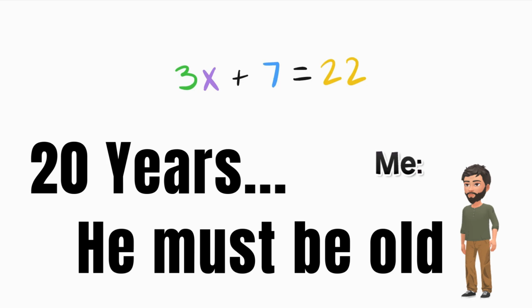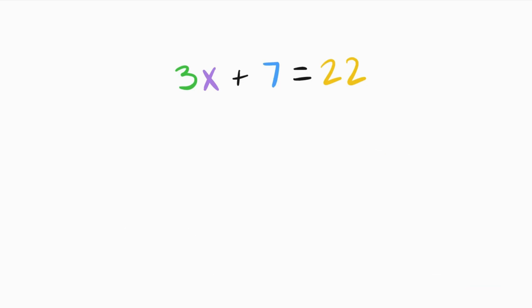So let's jump right into it. We have 3x plus 7 equals 22. Now what this is saying is 3 times some number plus 7 more gets us 22. There's a good system that you can use. It's called isolating the variable.